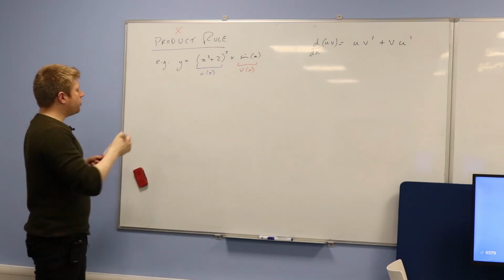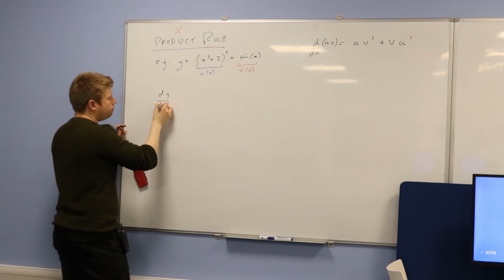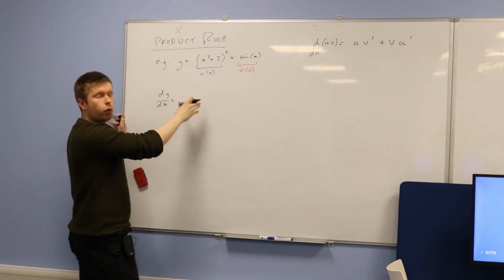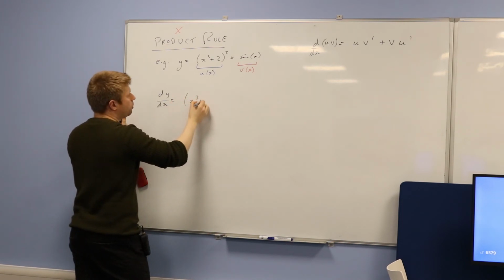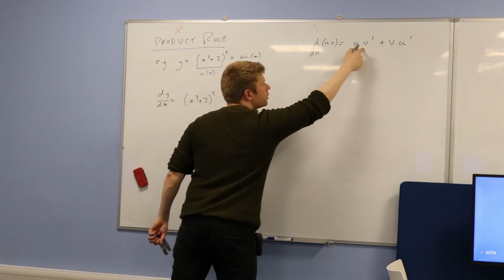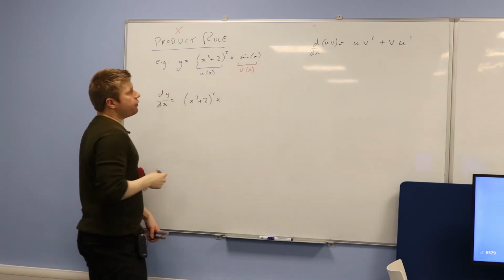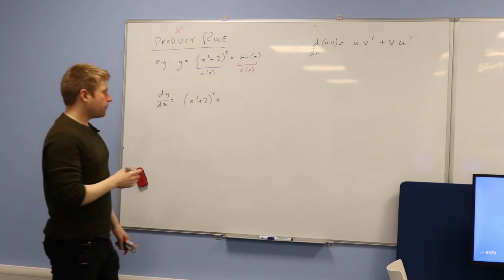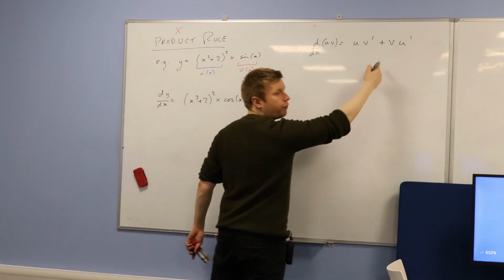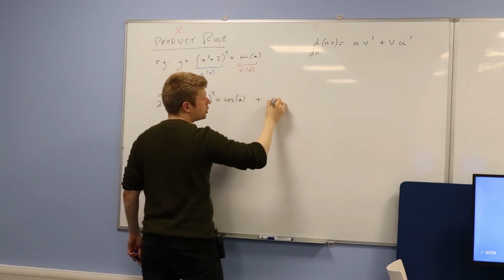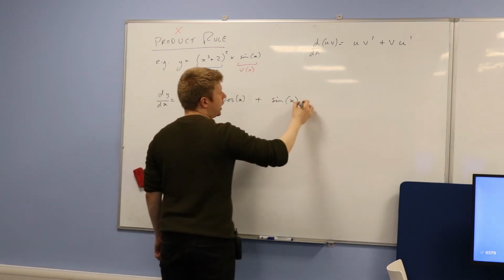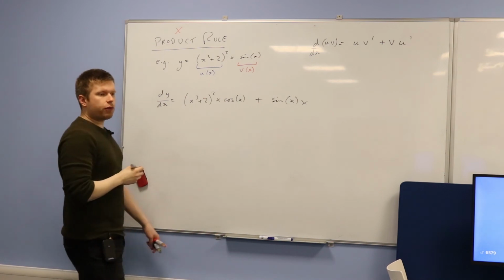So I want to find dy by dx, I want to differentiate. Well, my product rule literally just says I should take my first function, which is x cubed plus 2, all raised to the power of 2, and multiply it by the derivative of v. What's the derivative of v? What's the derivative of sine of x? Cosine of x. And then I should add that to my second function left alone, which in this case is just sine of x, and multiply it by the derivative of my first function.